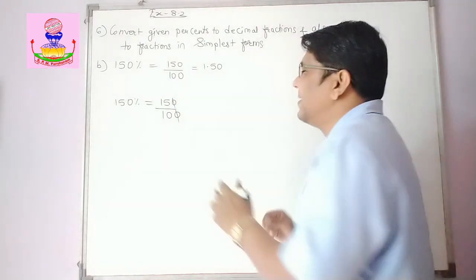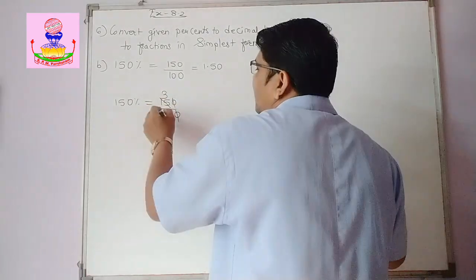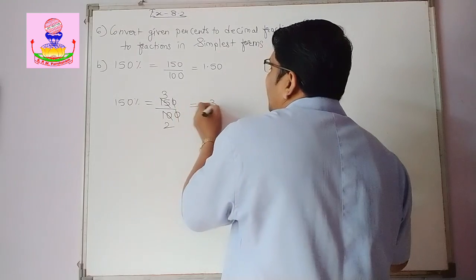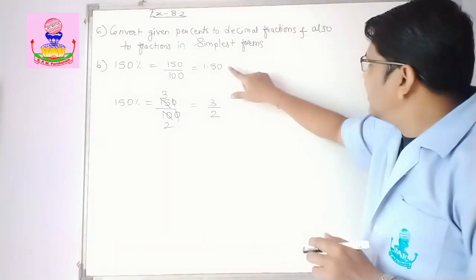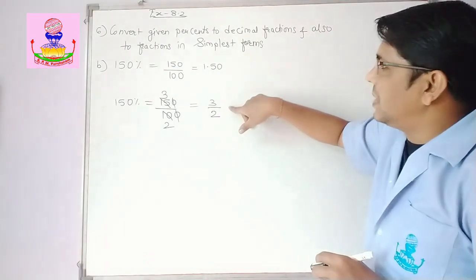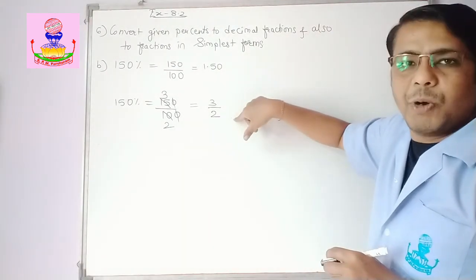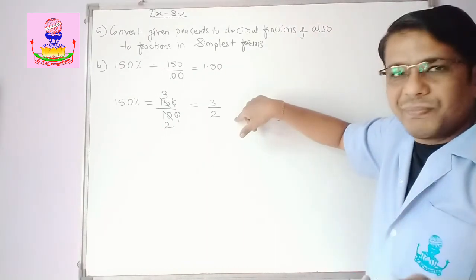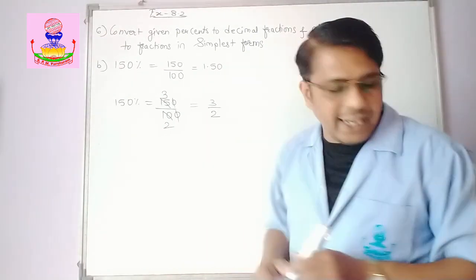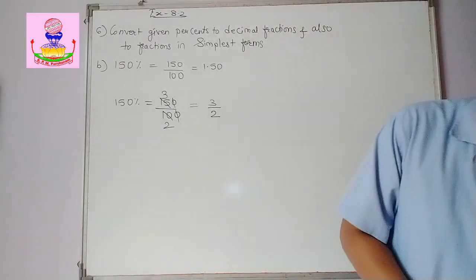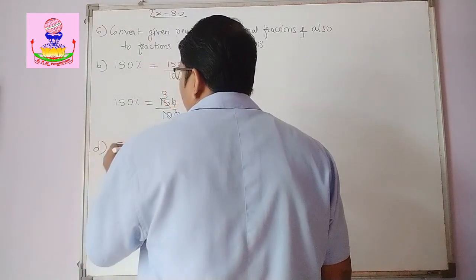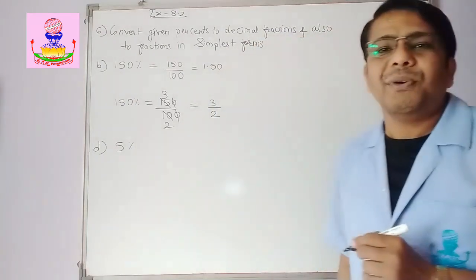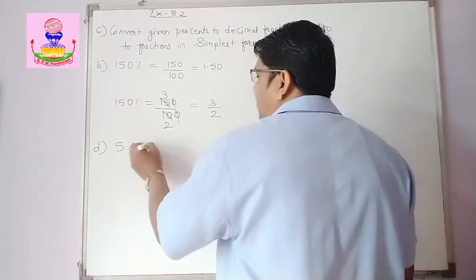Now you also want to convert it to the simplest form. So again I will write this as 150%, that is equal to 150 upon 100. So cancel these zeros. Then 5 threes are 15, 5 twos are 10. So that is 3 upon 2. So see here, this is the decimal fraction and this is the simplest form of the fraction. So 3 upon 2. Do you understand?